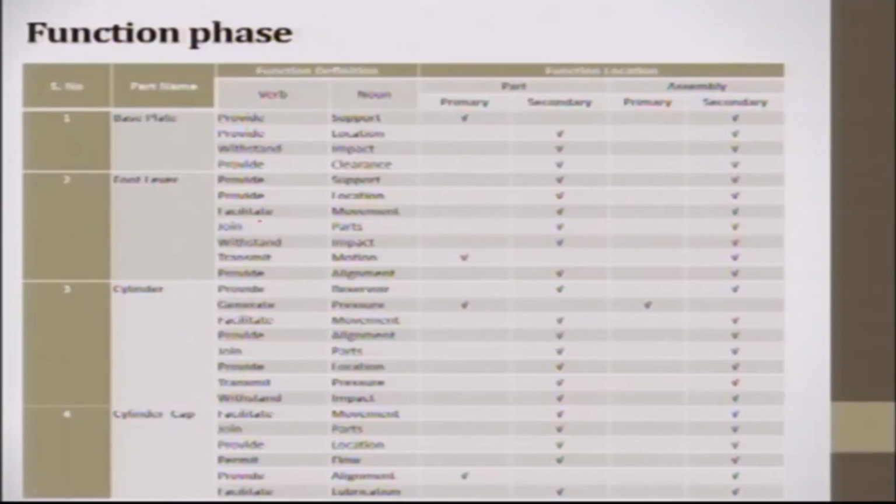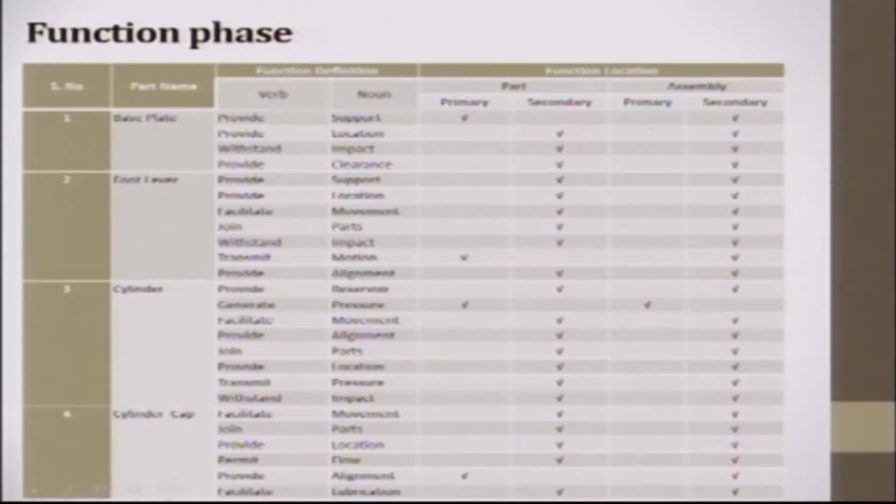Then foot lever, the primary function of the foot lever is to transmit motion to the cylinder piston mechanism here. This is the primary function. All others are provide location for the pins and other joining features here, facilitate movement, join parts, withstand impact. These are all secondary functions.